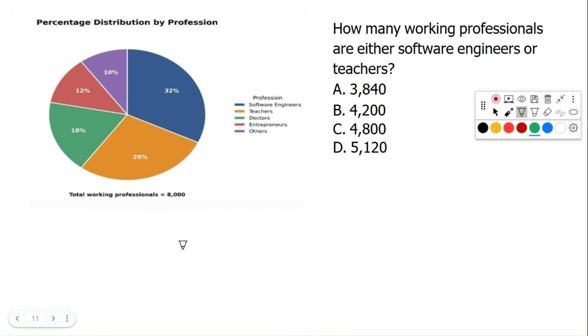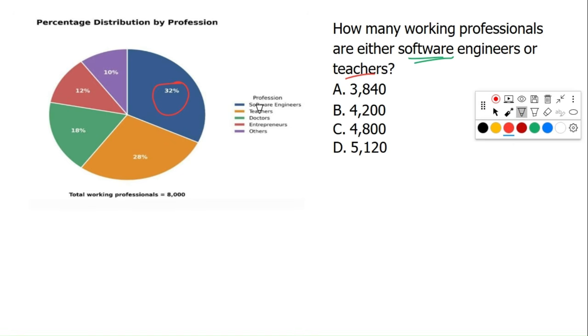Okay, one or two questions of data interpretation also you will get. This is a pie chart. We'll discuss more in the data interpretation chapter. So now quickly try to get it. So 32%, what is that? How many working professionals are either software engineers? Okay, dark. This is what I should be focusing on. So 32%. And then teachers.